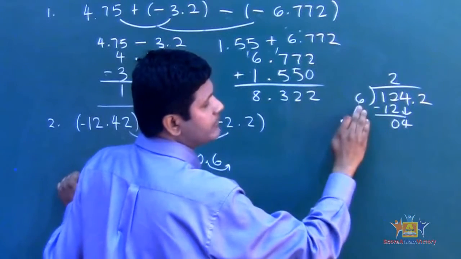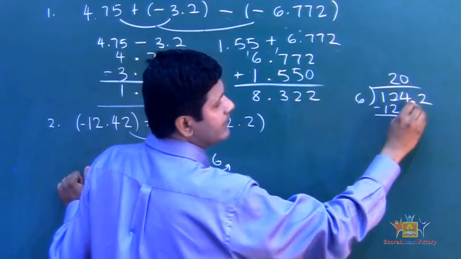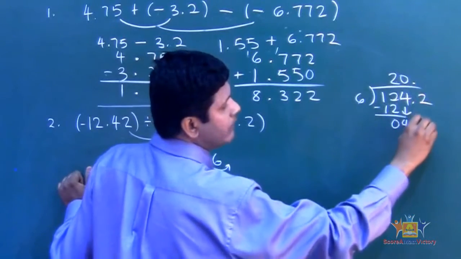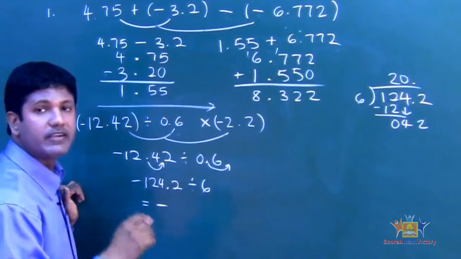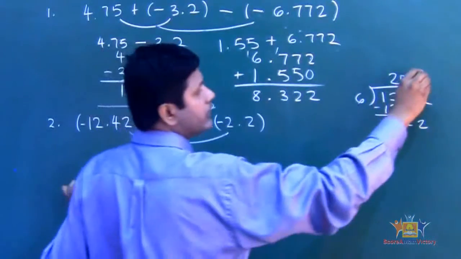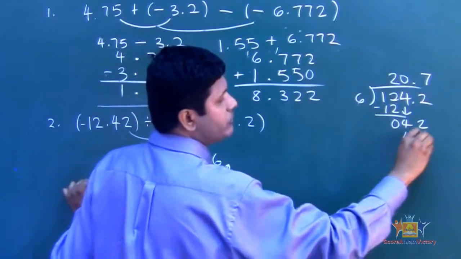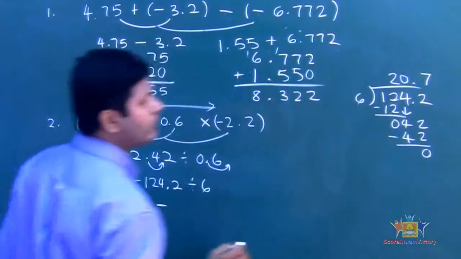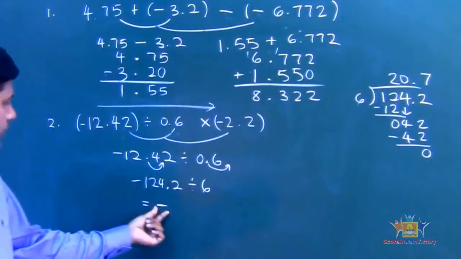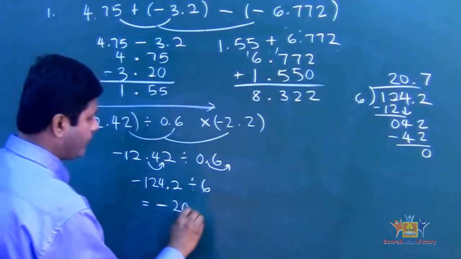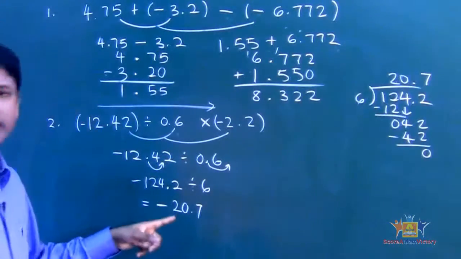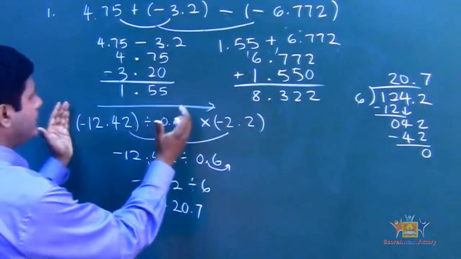In 4, there's how many 6? 0. See the decimal? Bring it up. Bring the 2 down. In 42, there's how many 6? Very good. 7 times 6 is 42. Minus, give me 0. We already got the negative there. Just bring this one and put right next to it. Negative 20.7. Now that's only for this part.